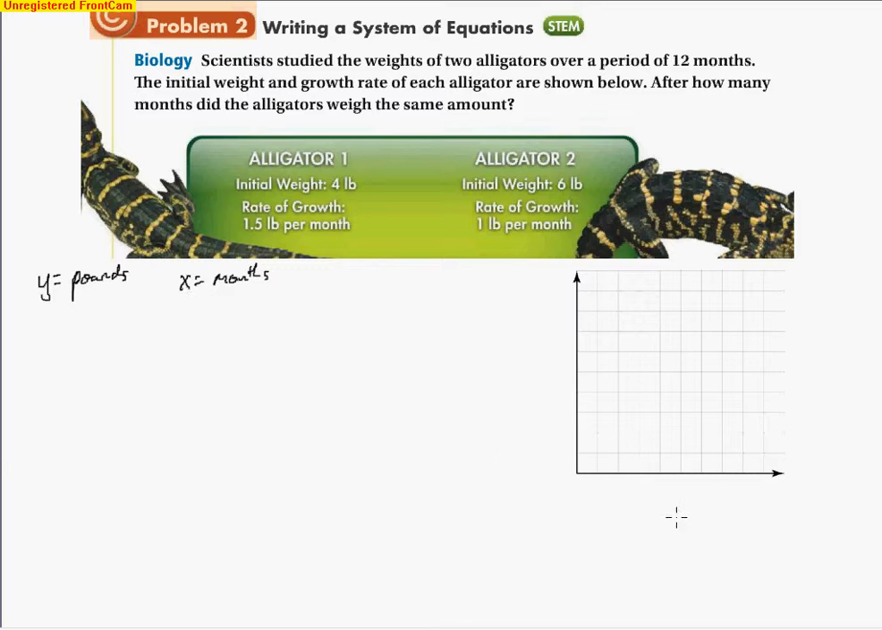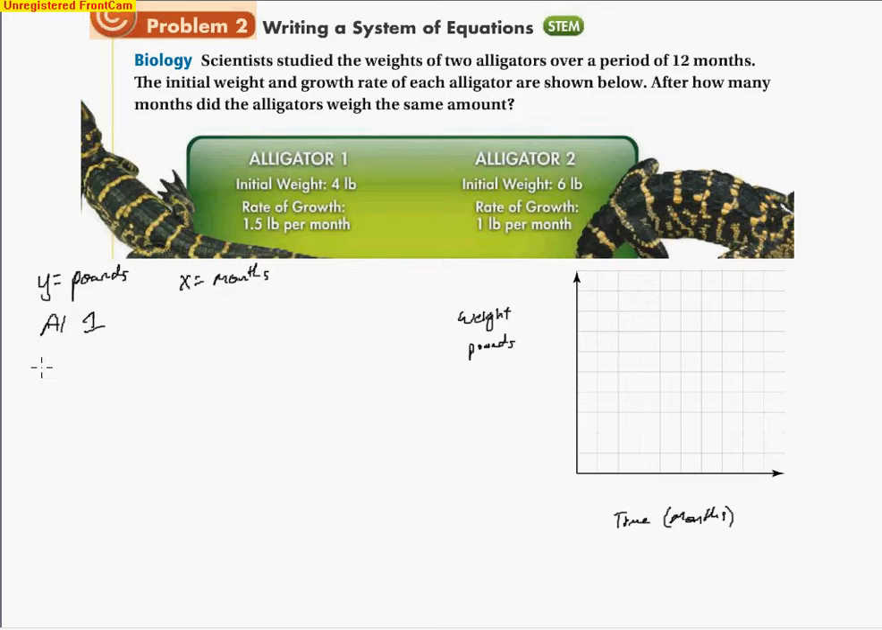So we're going to put months down below, time in months. That's going to be our x-axis. Our y-axis is going to be weight of the alligator in pounds. And we don't know what kind of units to use yet until we start looking at the equations. So let's take a look at alligator 1. I'll just call it Al1.